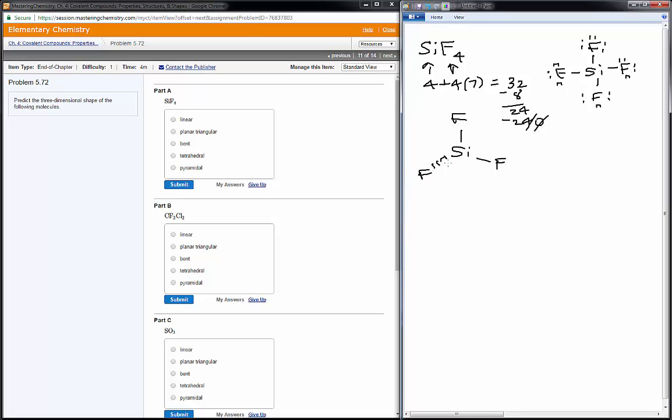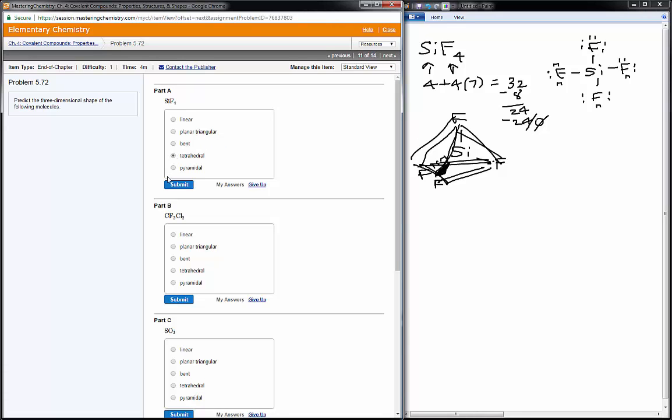And again, we're using that dashed line to indicate that it's going into the board away from you or into the screen away from you. And this wedge indicates that it's coming out towards you. So it looks like this little tetrahedral shape. By the way, they call it tetrahedral because if you connect all of those exterior atoms, then you get this little tetrahedron shape with 4 sides. So that's tetrahedral.